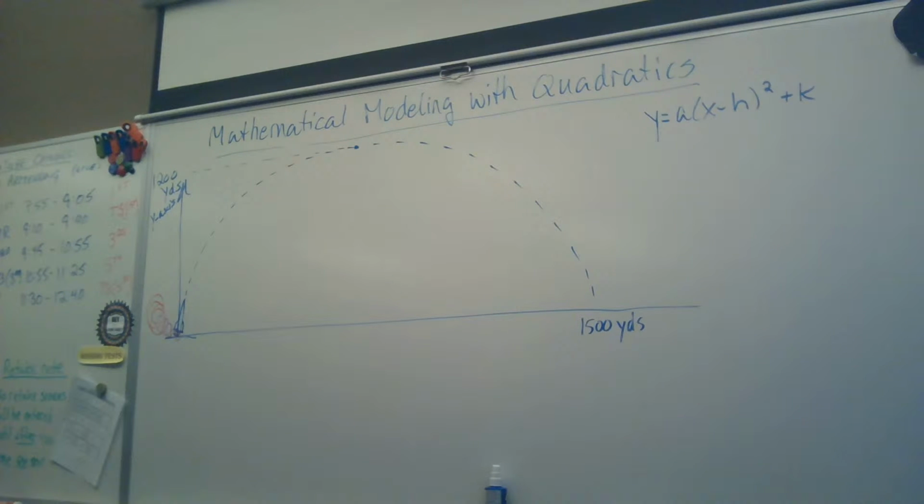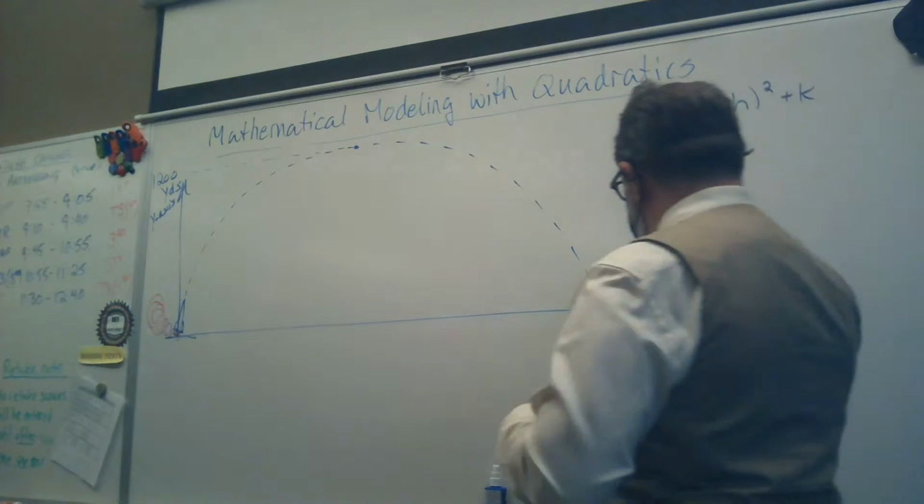So what are the coordinates of all the points that I know on this graph? Take a minute to think about that. Coordinates of every single point that I know for sure on this graph. Taryn, can you give me the coordinates of one point? 0, 1500.